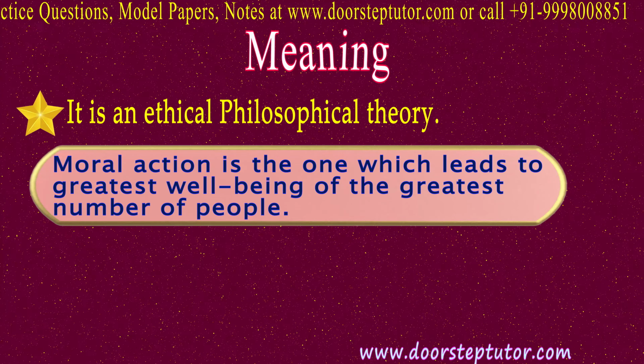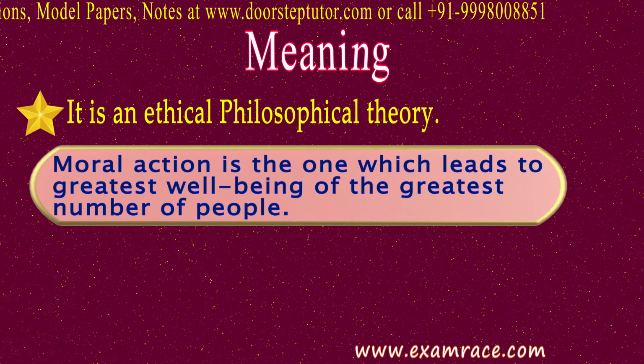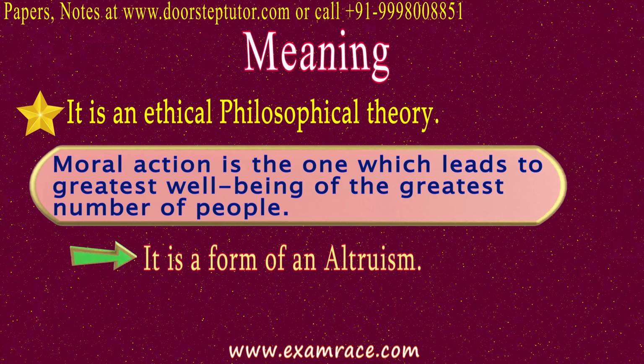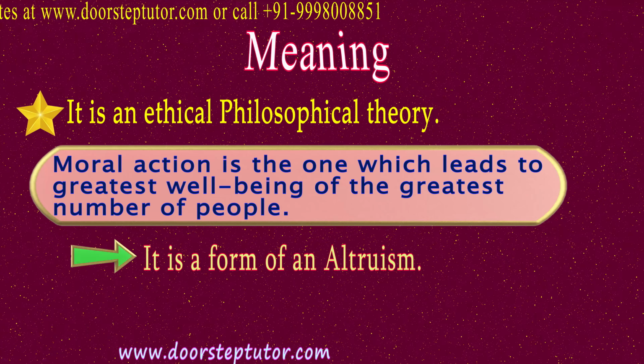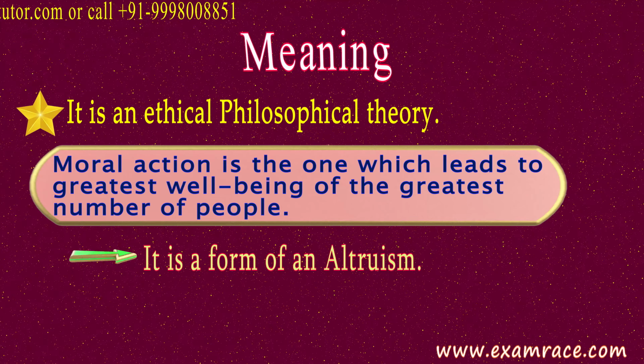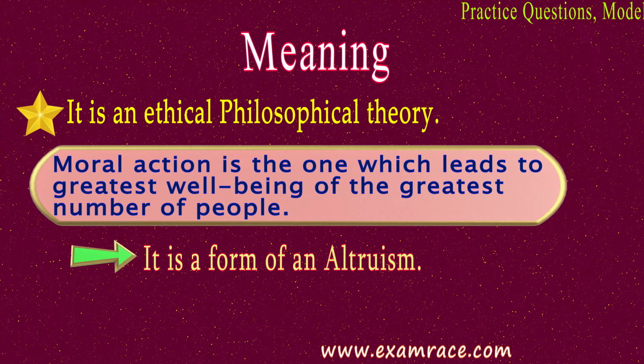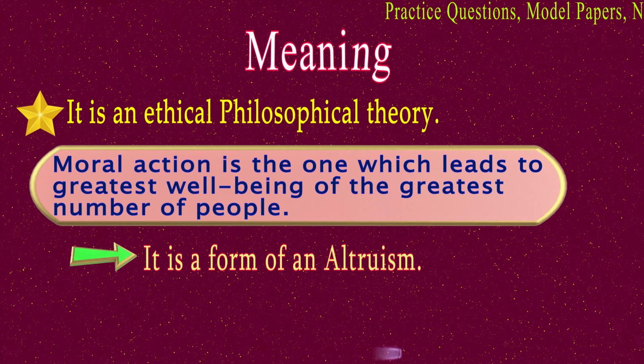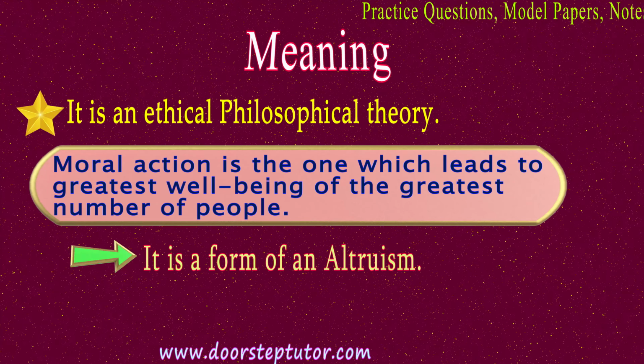In this sense, utilitarianism is also a form of altruism. As you know, altruism refers to the social well-being of the entire universe. It is similar to the concept of lokasamgraha in Indian ethics. Therefore, the concept of utilitarianism can be said to be similar with the concept of altruism, which is also known as ethical hedonism, where pleasure is regarded as the supreme ideal of life.